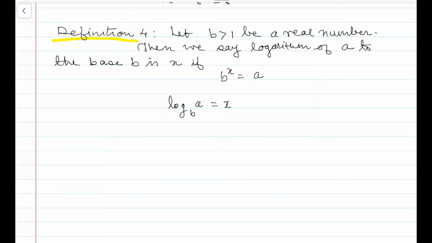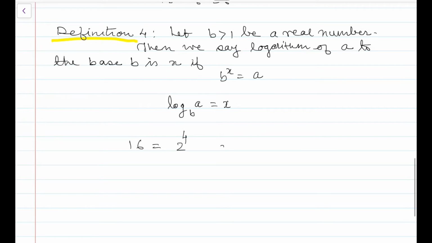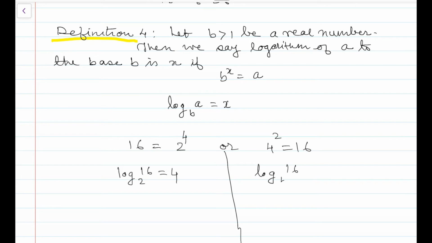For example, say we have a number 16. We can write it as 2 raised to the power 4 or 4 raised to the power 2. So in the first case, we can write it as log of 16 to the base 2 is equal to 4, or log of 16 to the base 4 is equal to 2.